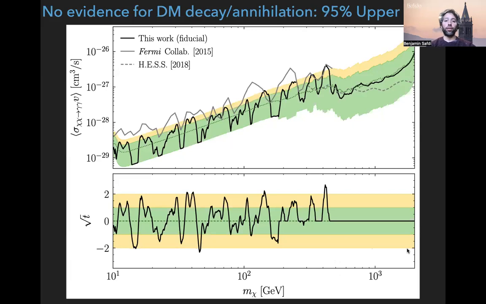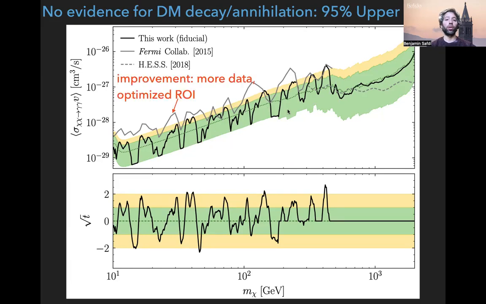We find no evidence for dark matter decay or annihilation, so we set 95% upper limits on the annihilation cross-section to photons as a function of the dark matter mass. In black here, you're seeing our limits, which are power constrained, meaning we don't let the limit go below the 1 sigma expected limit under the null hypothesis, which is what's shown in green.